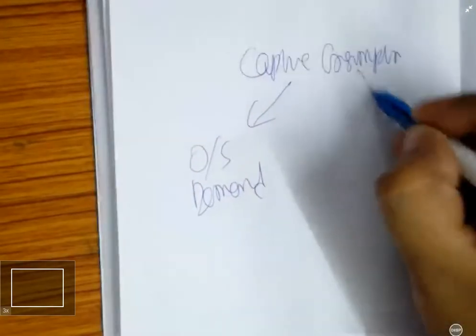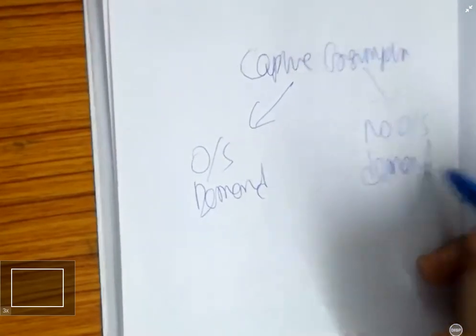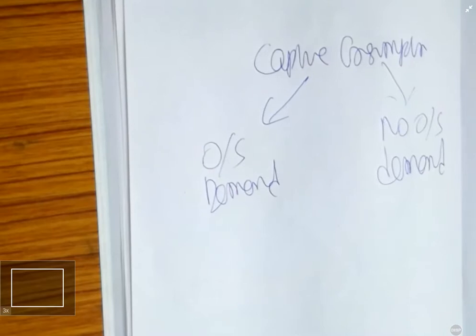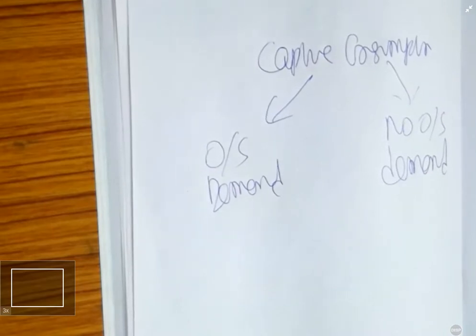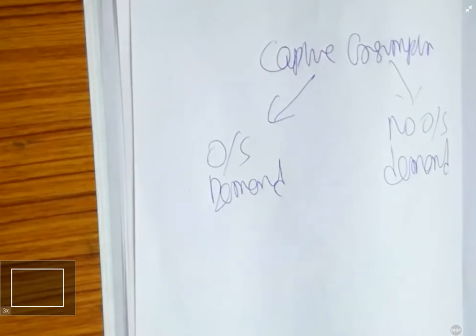Other scenario, no outside demand. So in one scenario there can be demand from outside people, in the other scenario there is no outside demand. Now please listen, when it has outside demand, what happens is, when I have to consume it captively, I lose the opportunity of selling it outside.